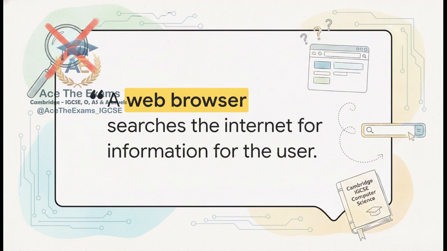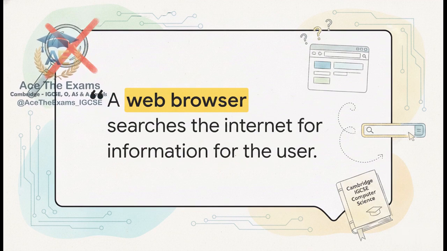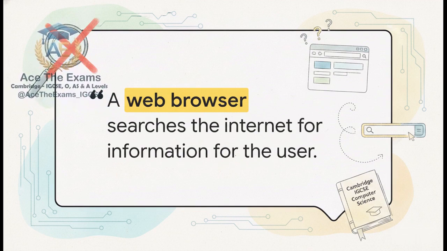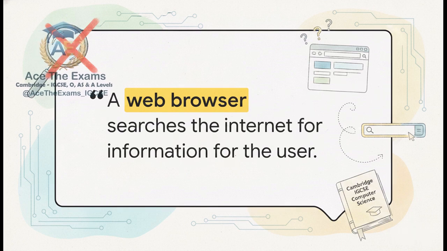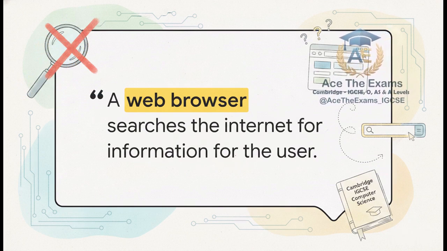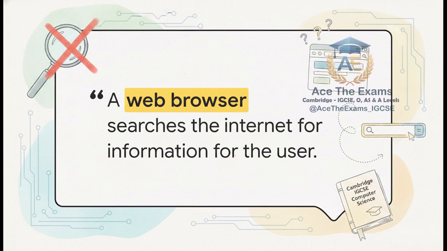Now this right here, classic trap, 0 marks. It fundamentally confuses two completely different pieces of software. Let's read it again. A web browser searches the internet for information for the user. It sounds perfectly logical to a layperson, but computationally, it is completely 100% inaccurate. A browser does not search, period. And if you write this down, the examiner immediately knows you haven't mastered the core definitions.